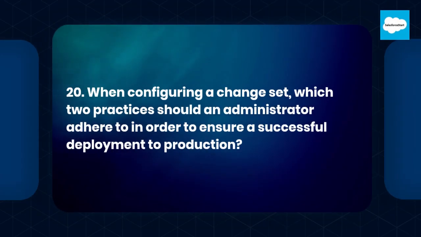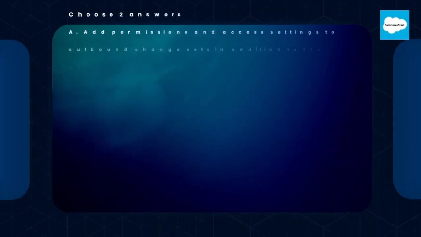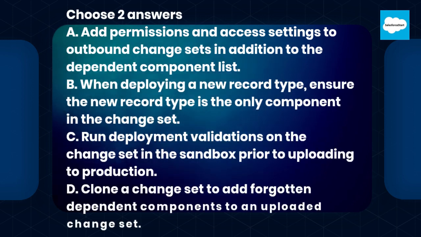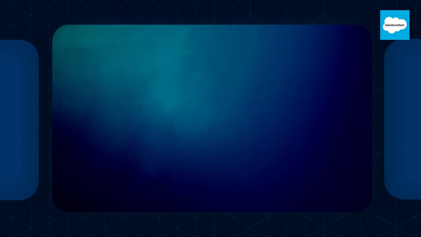20. When configuring a change set, which two practices should an administrator adhere to in order to ensure a successful deployment to production? Choose two answers. A. Add permissions and access settings to outbound change sets in addition to the dependent component list. B. When deploying a new record type, ensure the new record type is the only component in the change set. C. Run deployment validations on the change set in the sandbox prior to uploading to production. D. Clone a change set to add forgotten dependent components to an uploaded change set.